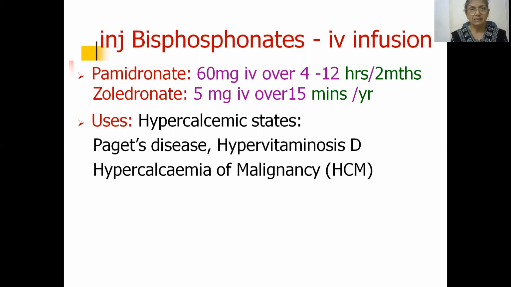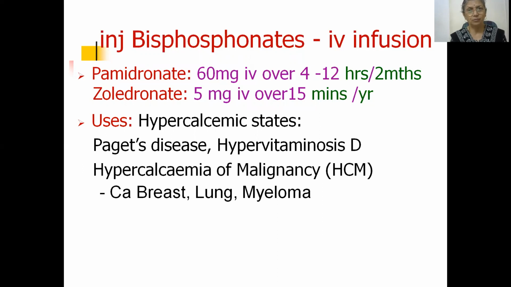Hypercalcemia of malignancy, with the increased incidence of malignancy, this is assumed a greater proportion. And this is seen mainly in breast, lung, or myeloma. But even other cancers are associated. But in these cancers, almost 20% of patients develop this hypercalcemia, which, if untreated, can cause death, can be the cause of death instead of cancer in these patients.